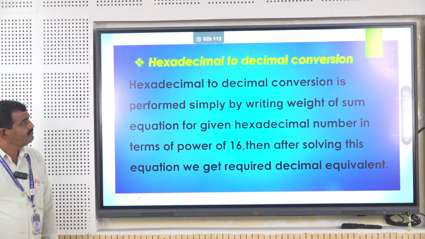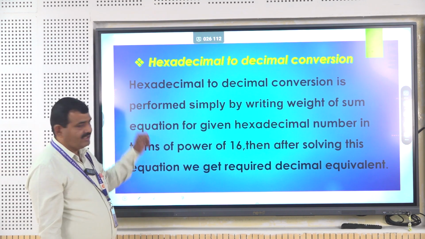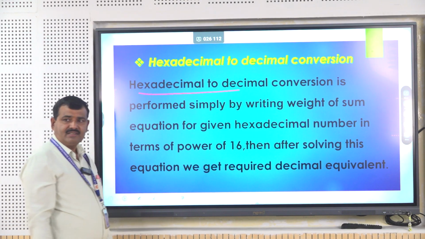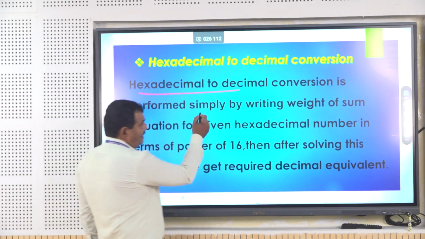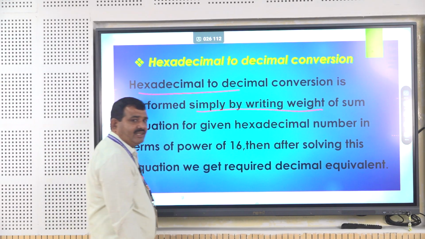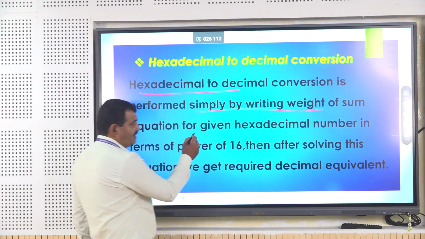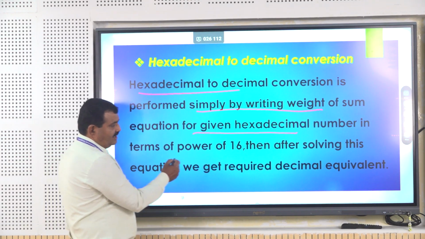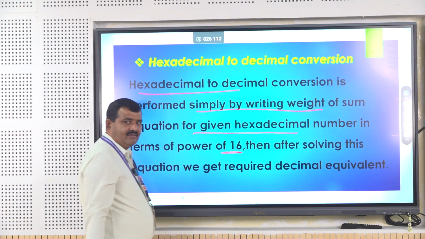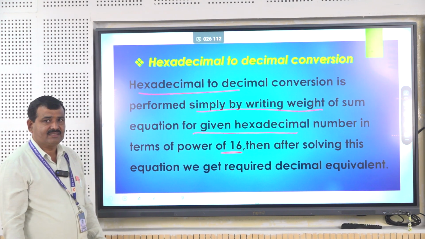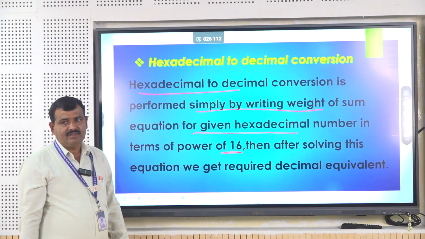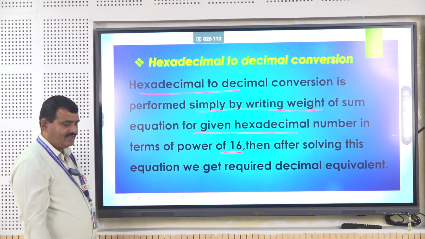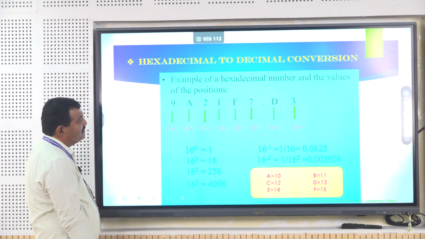Then third conversion, hexadecimal to decimal conversion. A hexadecimal number is converted into its equivalent decimal by simply writing the weight of sum equation for the given hexadecimal number. This weight of sum equation is written in terms of powers of 16, as the base of the hexadecimal number system is 16. After solving this equation, we get the required decimal equivalent.